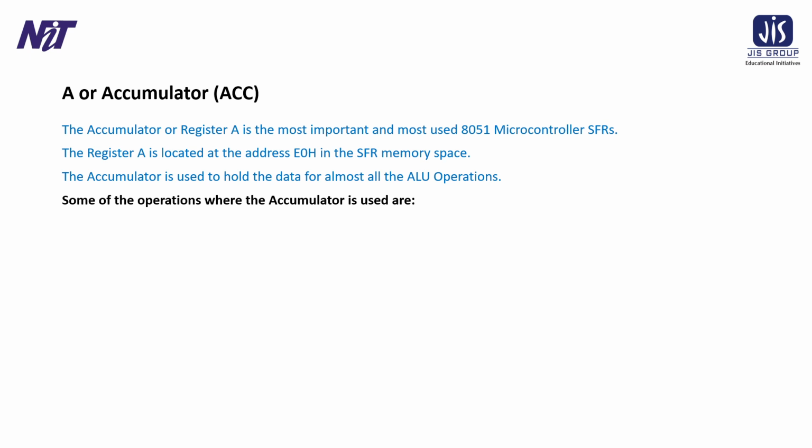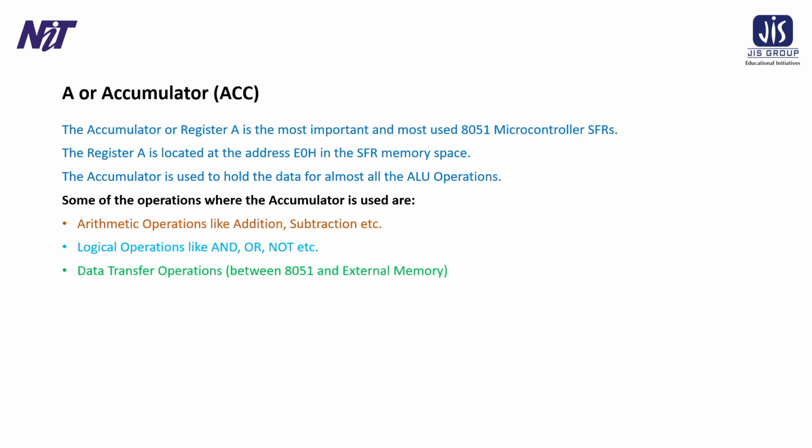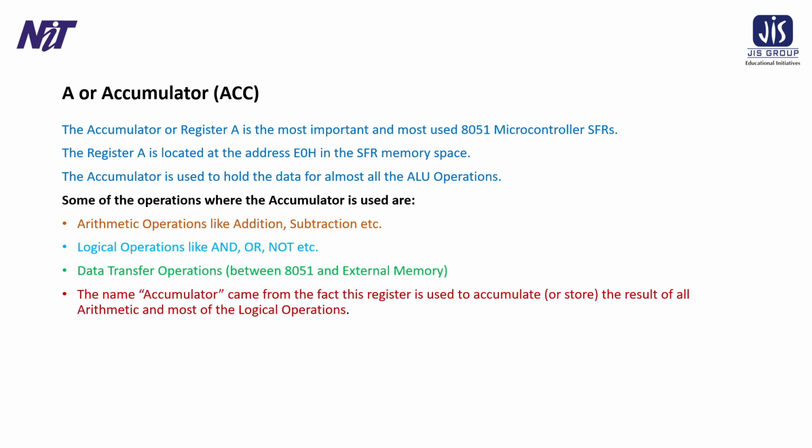Some of the operations where the accumulator is used are: number one, arithmetic operations like addition, subtraction, etc.; logical operations like AND or NOT, etc.; and data transfer operations between the 8051 and external memory. The name accumulator comes from the fact that this register is used to accumulate or store the result of all arithmetic and most of the logical operations. That means if you want to do any kind of arithmetic or logical operation, you first take the data to the accumulator, perform the task on the accumulator, and the result will be stored in the accumulator.